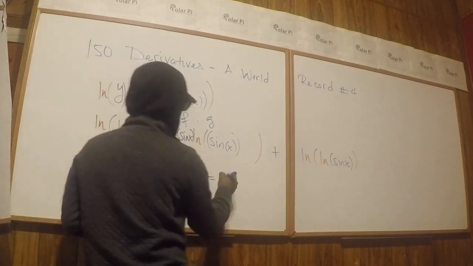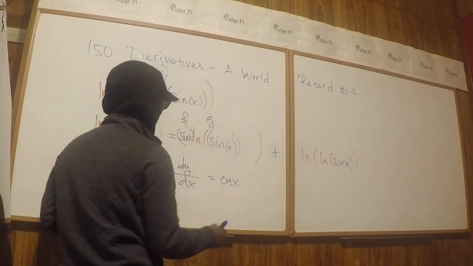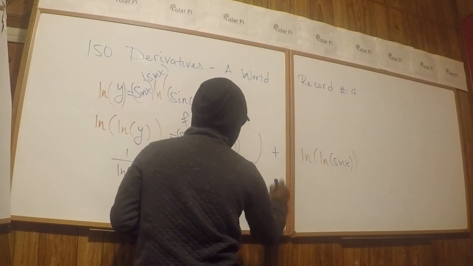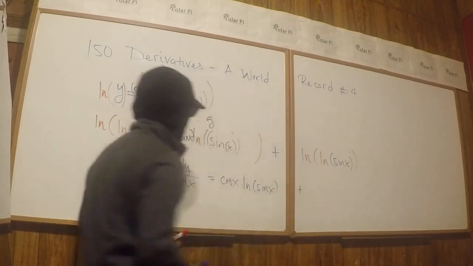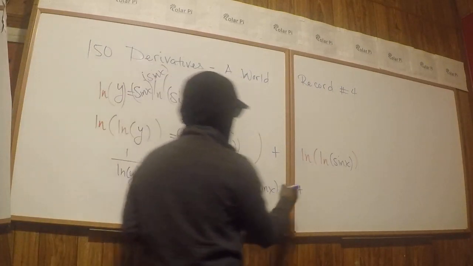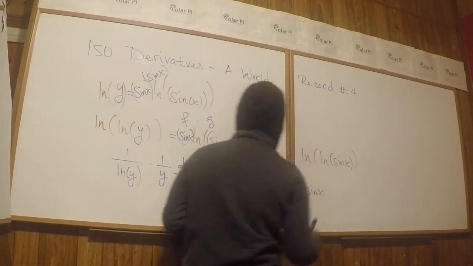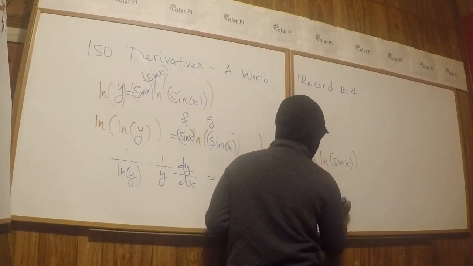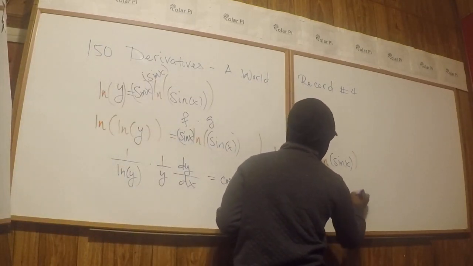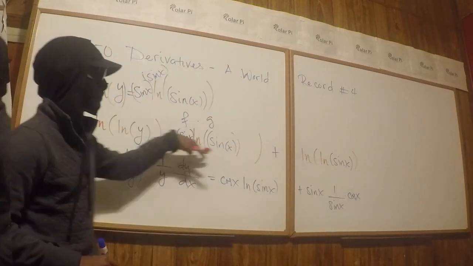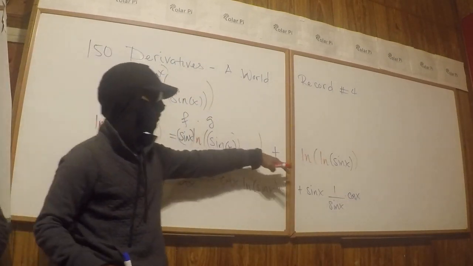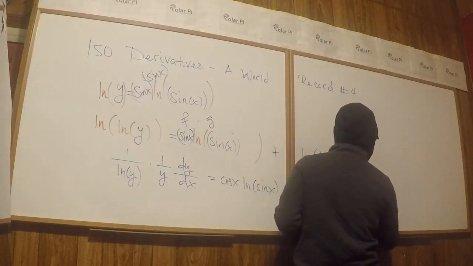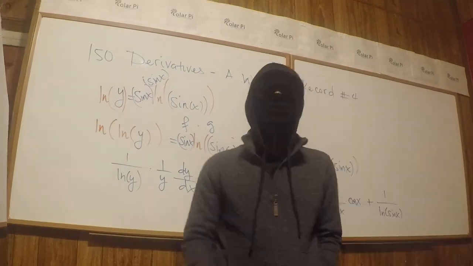So f prime, cos x, times the natural log of sine x, this is f prime g, plus f, which is sine x, times the derivative of g, that's 1 over sine x, and then by chain rule times cos x, right? So we just got done applying the product rule here, but we still have to do chain rule over there, right? So plus 1 over the natural.